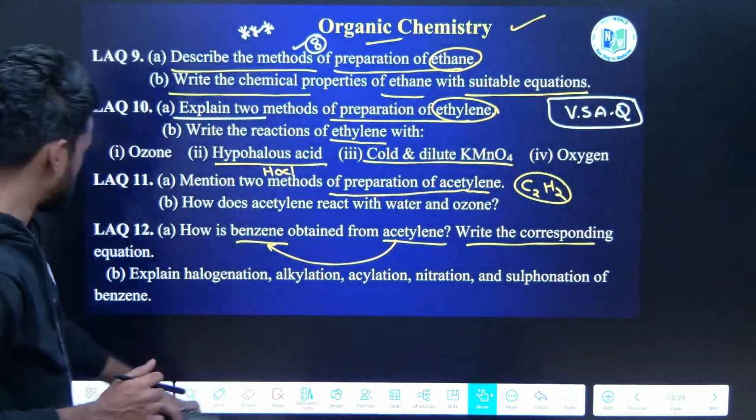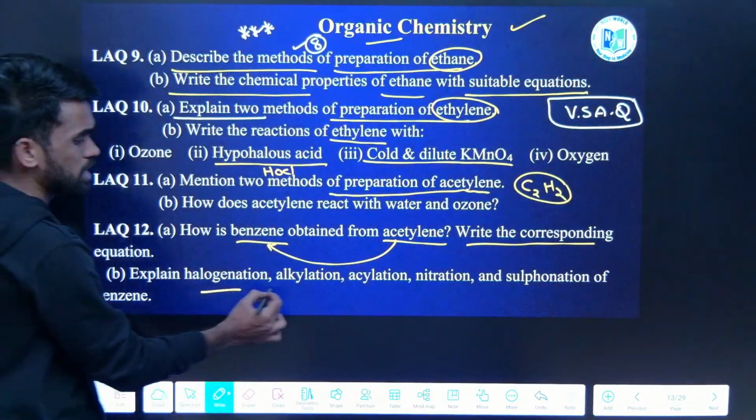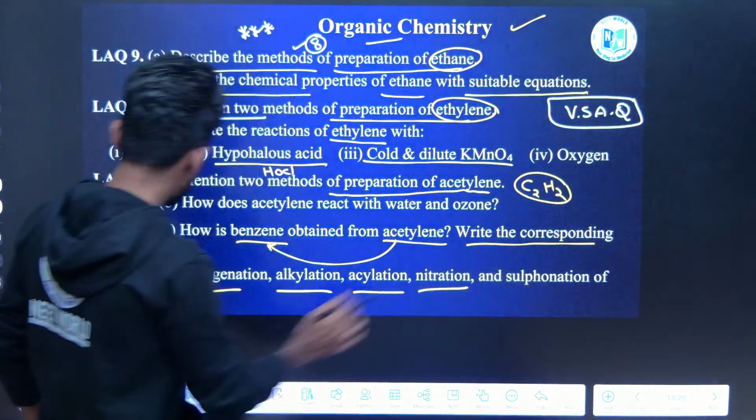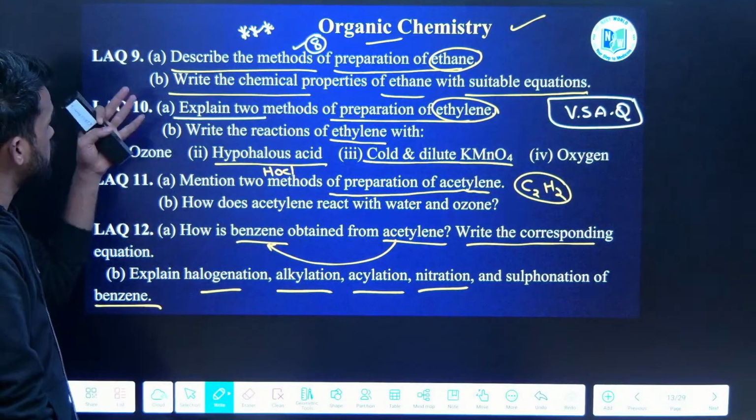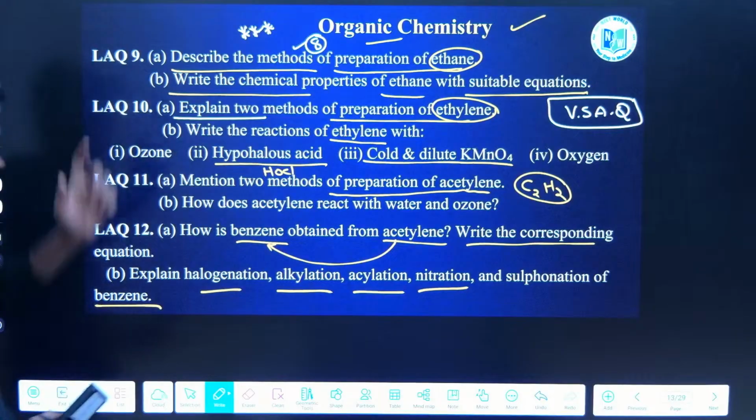Okay, so next, explain halogenation, alkylation, acylation, nitration, sulfonation of benzene. That's it. Okay, these are the list of questions from organic chemistry.